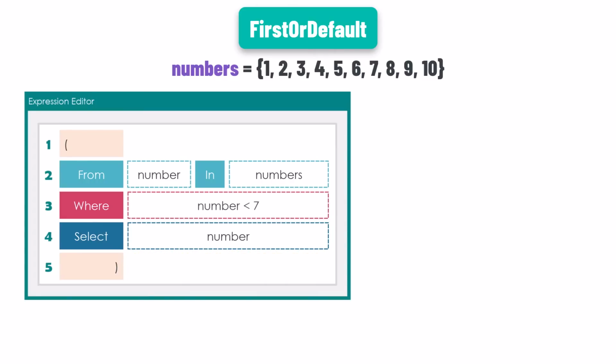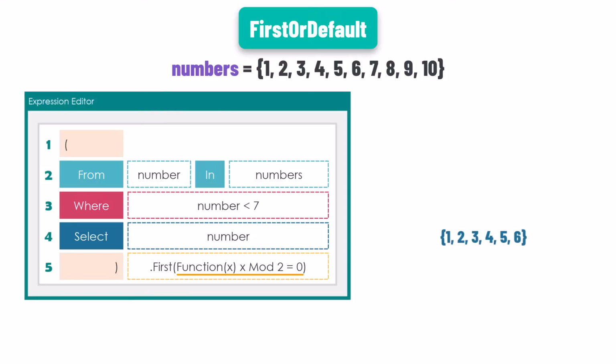Suppose we have the same initial query, returning numbers smaller than 7. As you know, the result of this query is the following sequence. Now, if we want to find the first even number in this sequence, we can use the second overload of the First method like so. Here, we include a lambda expression to filter out the even numbers.